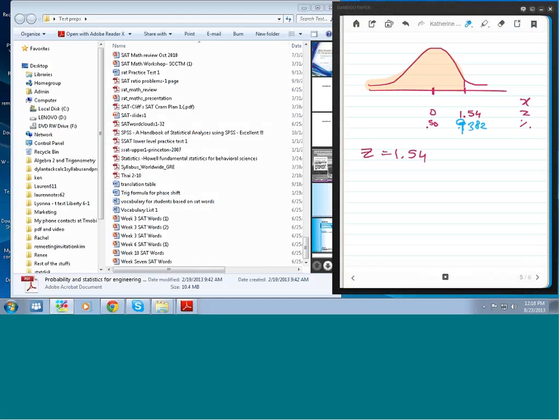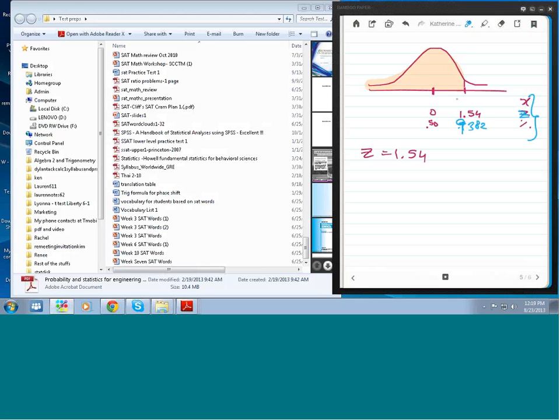If you set up your tables like this, this is not in any book. This is something I teach my students. I kind of came up with this method. It helps you from making silly mistakes. People mix up x and z sometimes. They mix up z and percentile sometimes. If you set it up like this, you won't make this mistake. You will have things really neatly organized.